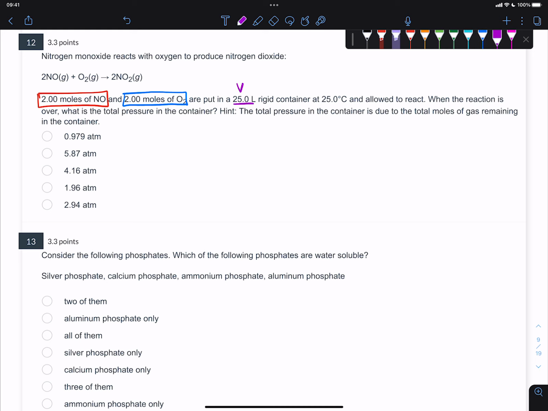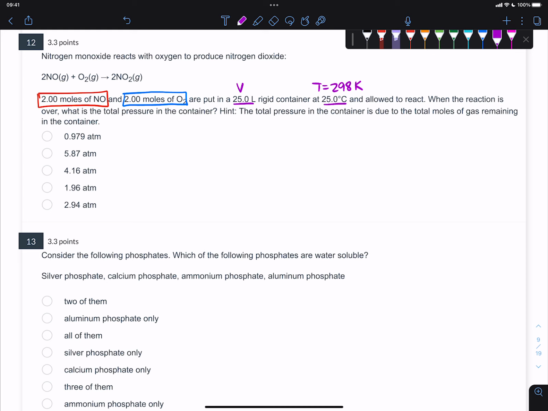So we have V. We have a temperature which is equal to 298 Kelvin. So you already know, convert that to Kelvin. When the reaction is over, what is the total pressure? We're assuming that this is not an endothermic or exothermic reaction. We're not worried about temperature changes. We're also assuming they're going to act ideally, even though these are not technically ideal gases. They act well enough like it.